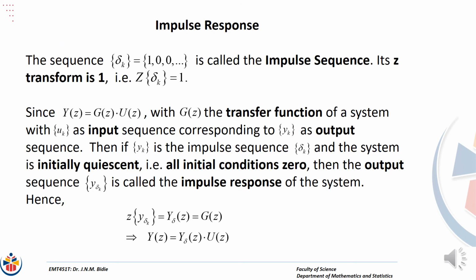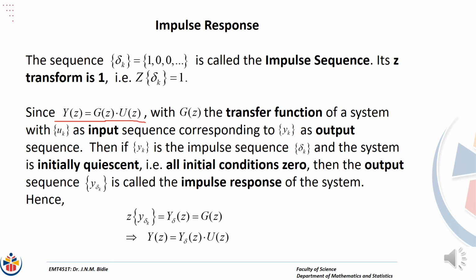We move on to the impulse function. Note that delta(k), which is a sequence 1, 0, 0, and 0 everywhere else, is called an impulse sequence, and its z transform is 1. And now we end up with Y(z) equal to G(z) times U(z), which is our transfer function. And if our input is u(k) and corresponding to the output y(k), then that situation holds.